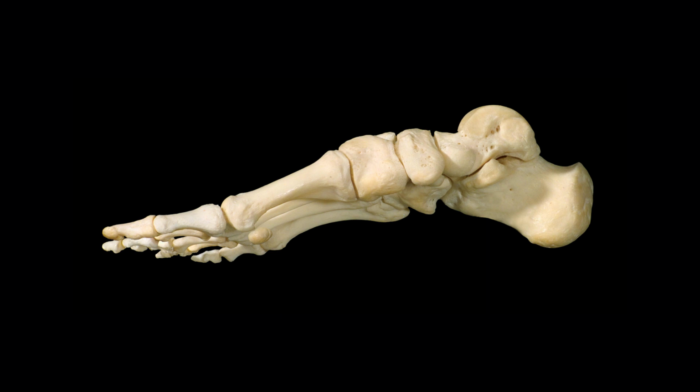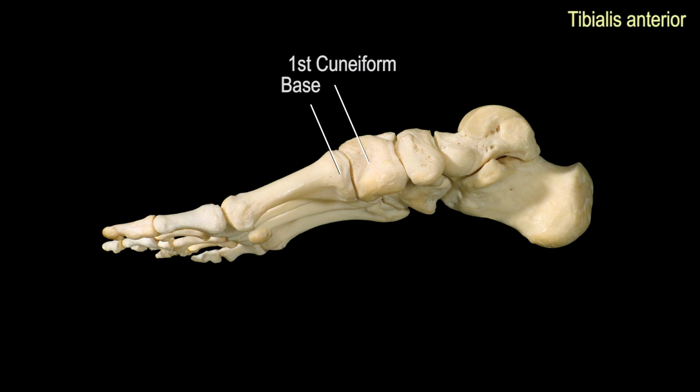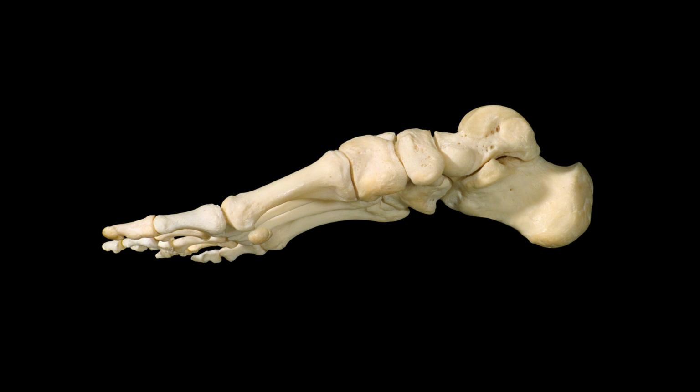Pointing out attachment sites for muscles, now we can also point out that right at the base of the first metatarsal, as well as on the first, or we could say medial cuneiform, we have the tibialis anterior muscle attaching there, and also attaching right there we have the fibularis longus, right at this base of the 5th metatarsal and first cuneiform.